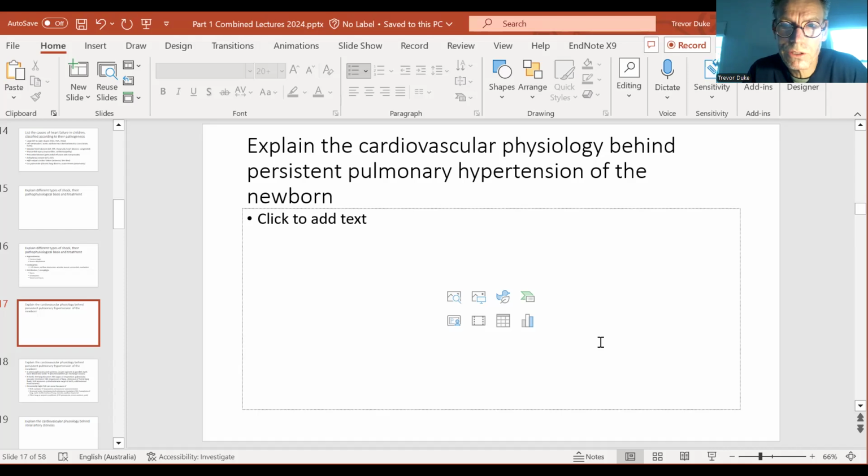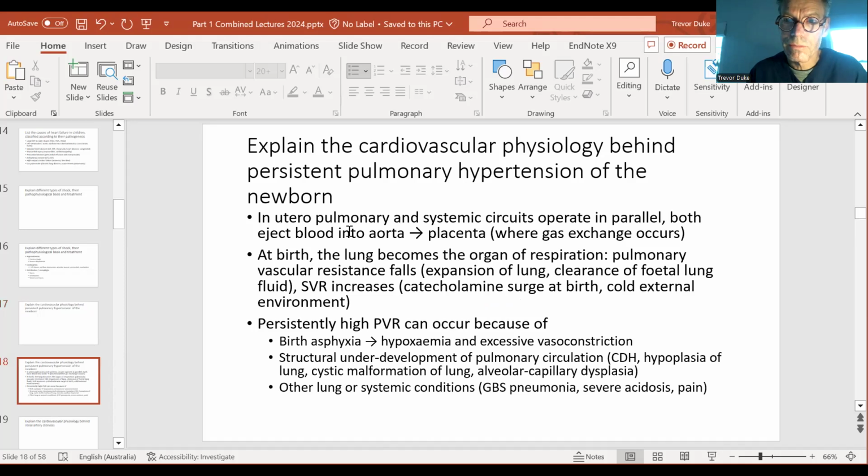So the first question is, explain the cardiovascular physiology behind persistent pulmonary hypertension of the newborn. And to understand this, there's a need to understand the cardiovascular physiology of the fetus and in utero life. In utero, remember, the circulations operate in parallel. They don't operate in series as the circulations in life do. In ex utero life, in life after birth, the circulations function in series.